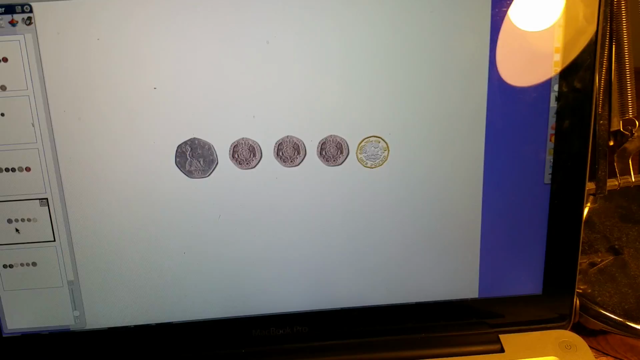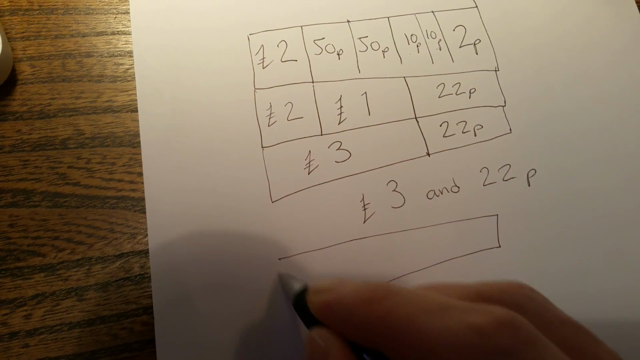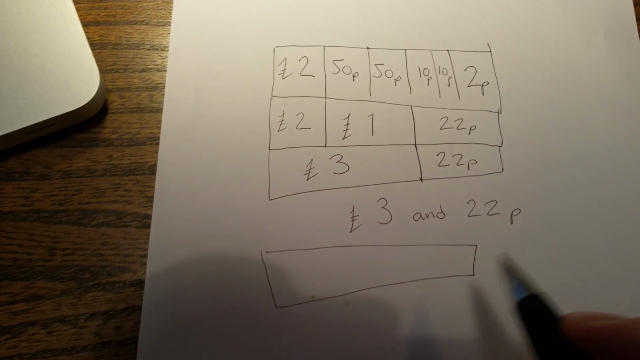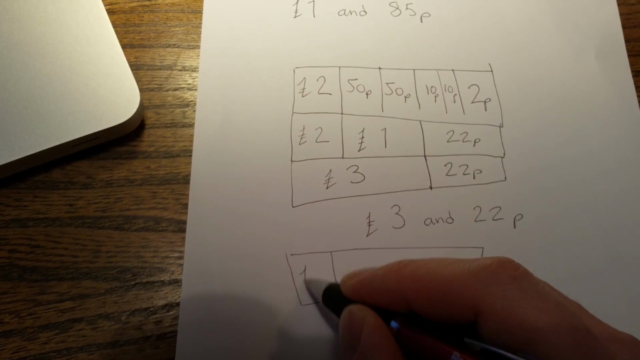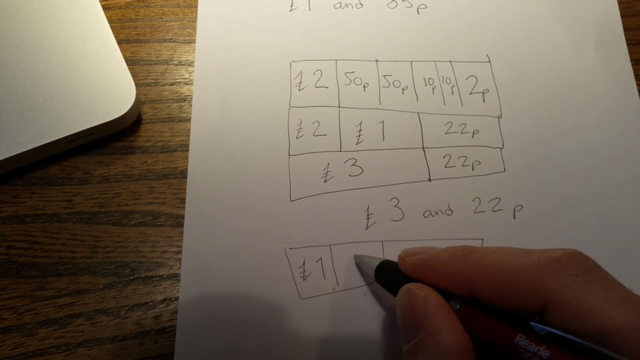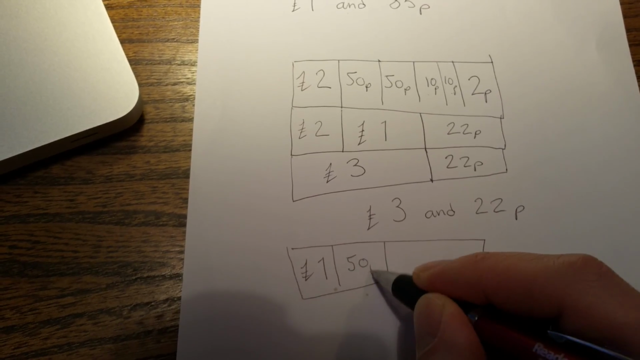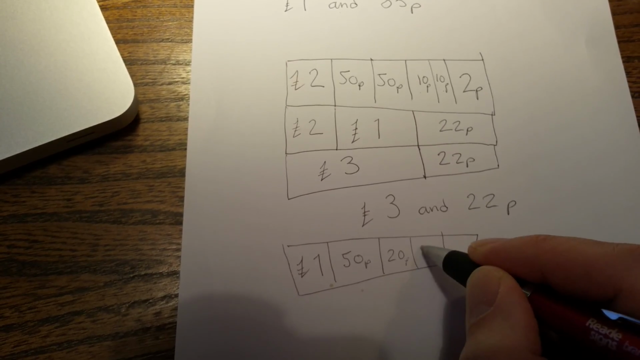Okay, so this is more challenging, and this is how I would do it. I'd start with my bar model. Oh, it's a bit wonky, doesn't matter. And I'll sort my coins again, and the highest value was £1. And the next one was a 50p. And then we had 3 20p's.